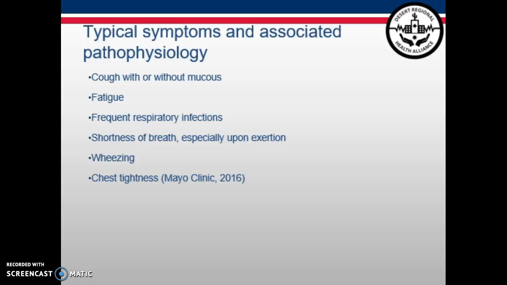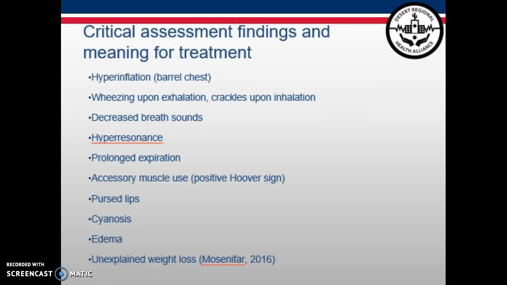So things that we want to look for on assessment are hyperinflation or barrel chesting, wheezing upon exhalation, crackles upon inhalation, decreased breath sounds, hyperresonance to percussion, prolonged expiration, accessory muscle use, pursed lips, cyanosis, edema, and unexplained weight loss. Specifically, we want to look for paradoxical indrawing of the lower intercostal spaces, which is the positive Hoover sign. And in advanced diseases, we want to be aware of elevated jugular venous pulse and significant peripheral edema.